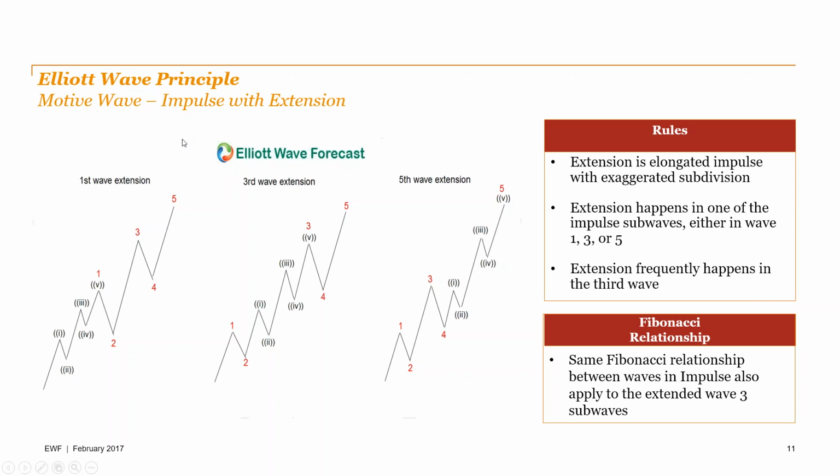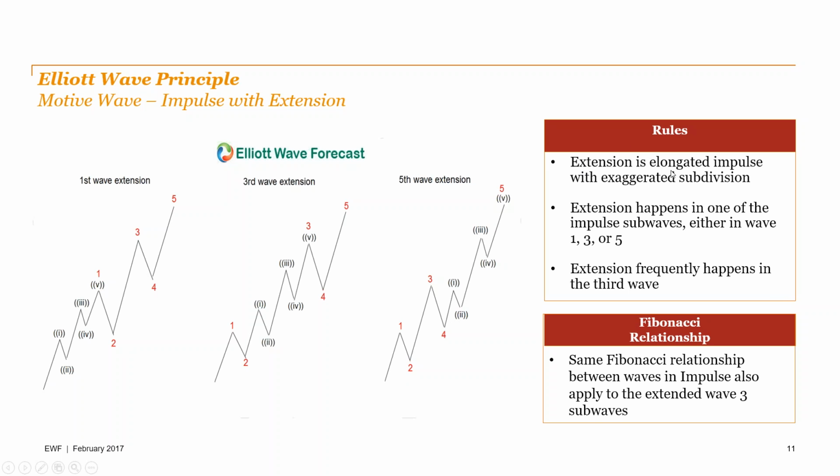The extension can be in wave 1, in wave 3, or in wave 5. You should see here, by far the most common is this extension here, 1, 2, 3, 4, 5 in wave 3. So wave 3 is subdivided into another 5 waves here. You see how it is extended in wave 3. By far this is the most common. Sometimes it can be extended in wave 1, sometimes in wave 5. But all of them still suggest 1, 2, 3, 4, 5.